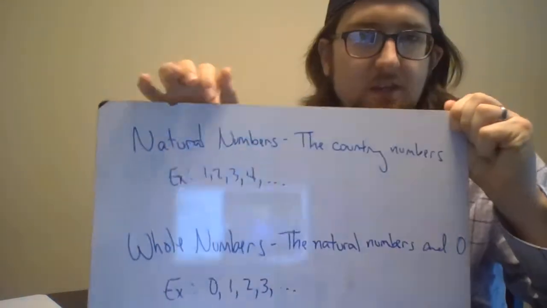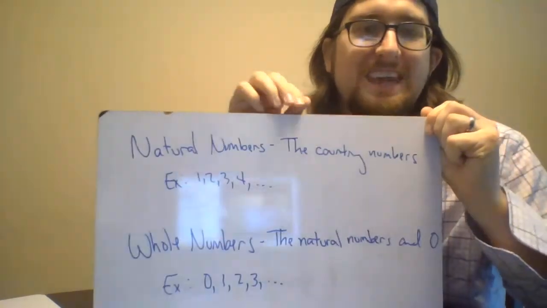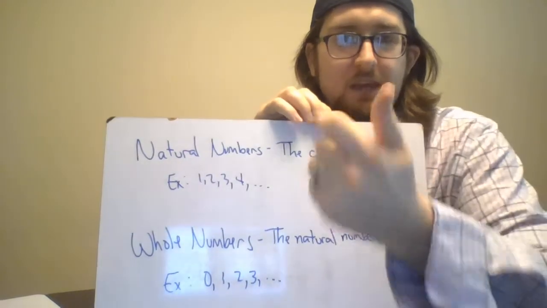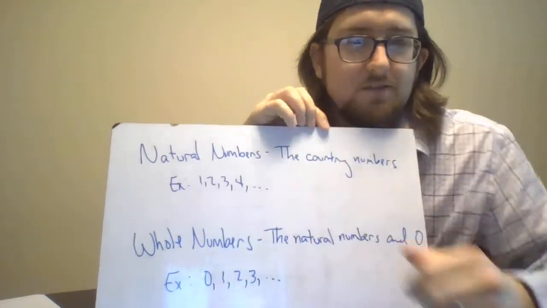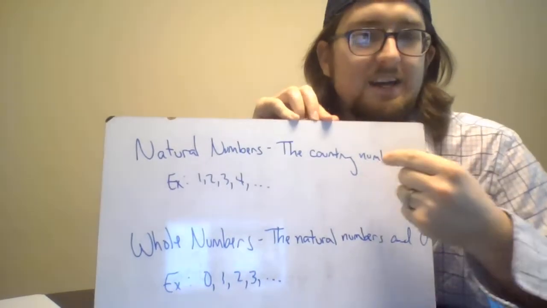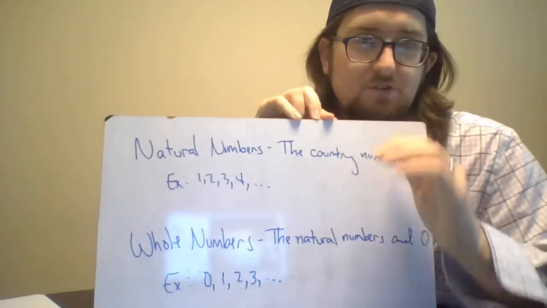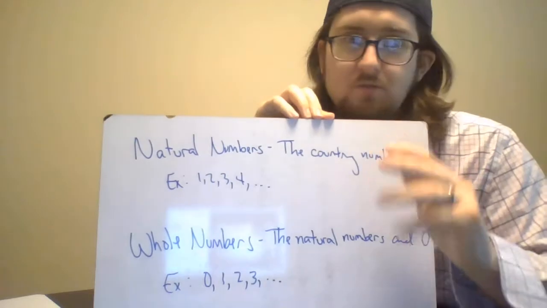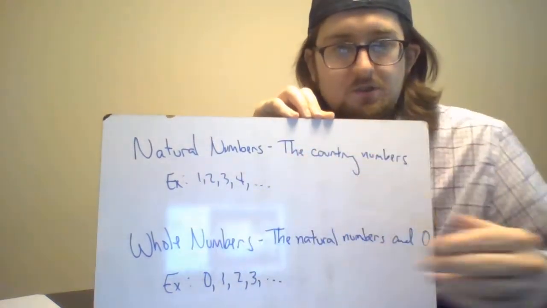So we'll start with natural numbers. Natural numbers are the counting numbers. In other words, it's stuff you can count with your fingers. And believe it or not, you cannot count zero with your fingers. So zero is not a natural number. That's the big thing that tricks everybody. So natural is just 1, 2, 3, 4, 5, 6, 7, and so on and so forth.